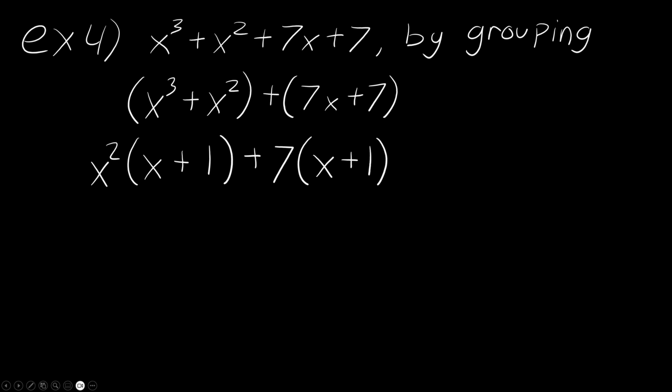Now, in this polynomial, we can factor out an x plus 1. So we'll factor that out, x plus 1, and we'll be left with x squared plus 7. And that is the answer.